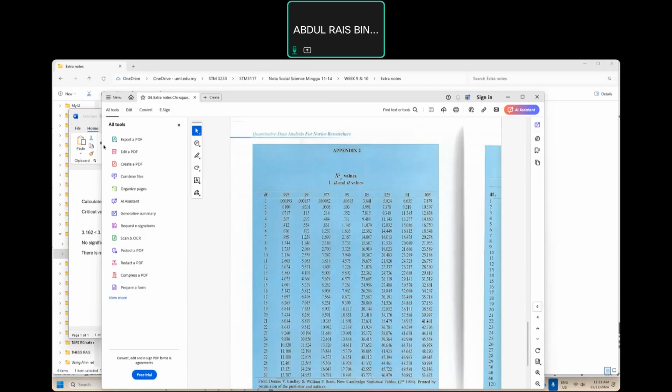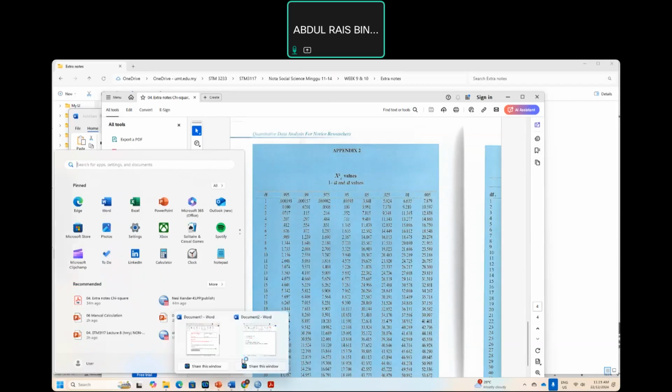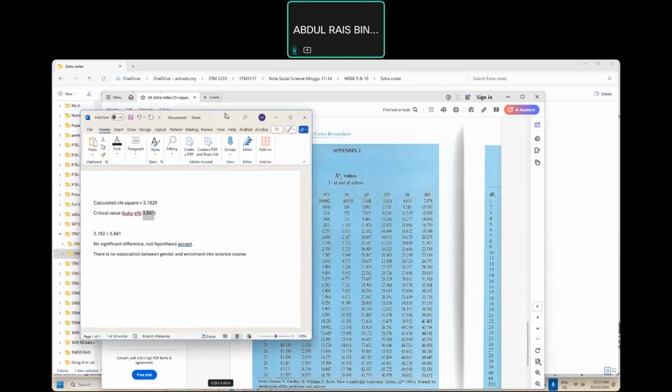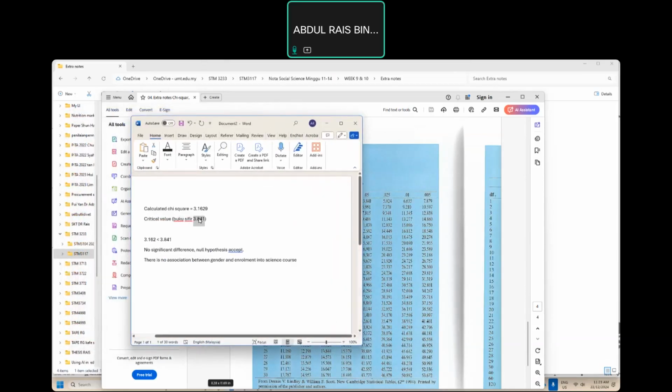So saya tulis di sini, based on the significance value, it is 3.841. As 3.16 is lower than 3.841, sama juga macam apa yang Prof. Eugene kata tadi, means there is no significant difference. Null hypothesis is accepted.